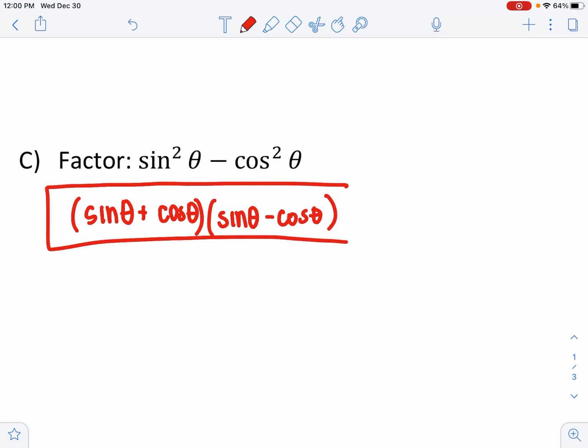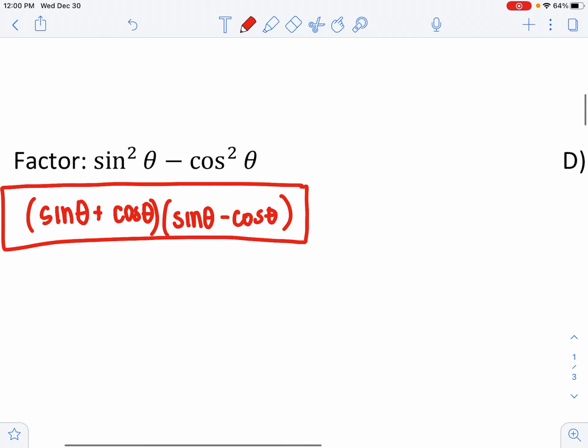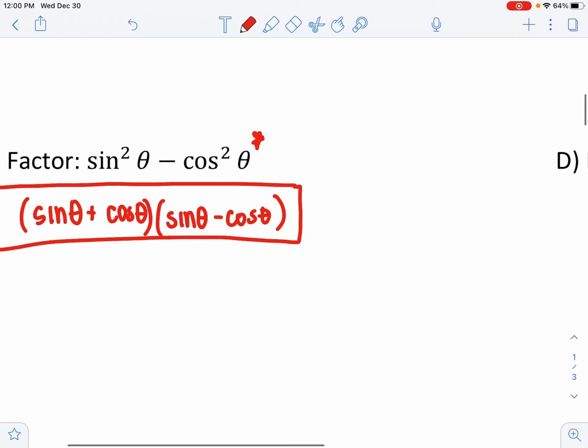Okay? So if you're saying to yourself right now, how is that better than the beginning? I think this is better looking, personally. But it's just if you were in a problem, you were trying to get it to look like something else, that would be my next thought process to do that.